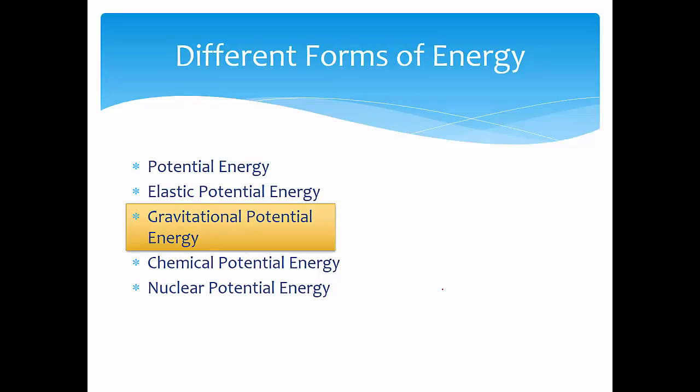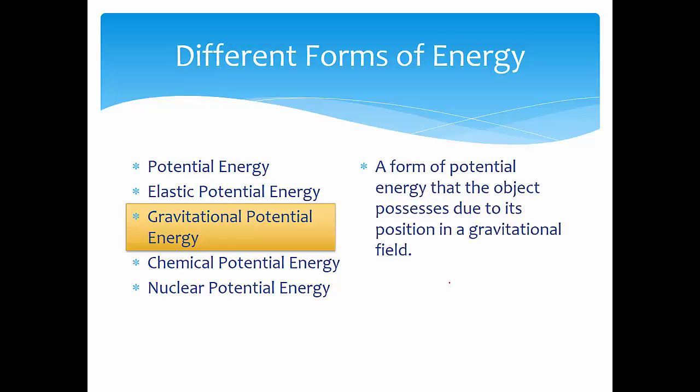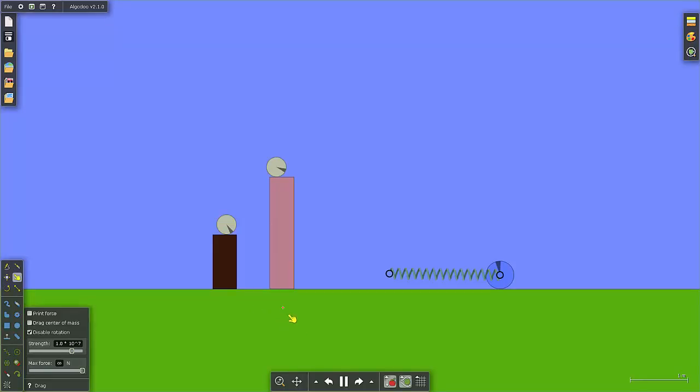Next, gravitational potential energy. It's a form of potential energy that the object possesses due to its position in a gravitational field. Again, we use a simulation. You find that gravitational potential energy is simply energy that an object possesses by being off the ground. Even though the object is not moving now, once you drop it, it will actually move. And of course the higher it is, the faster it drops.